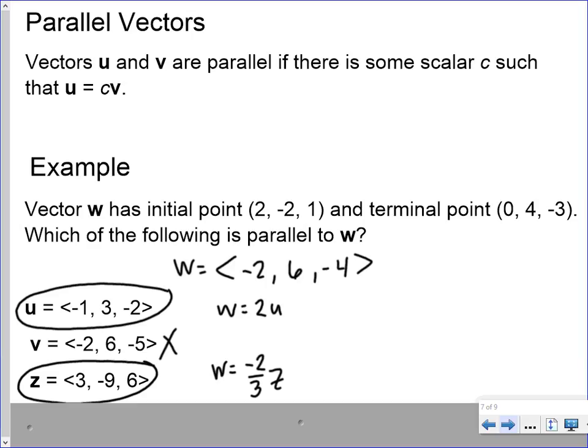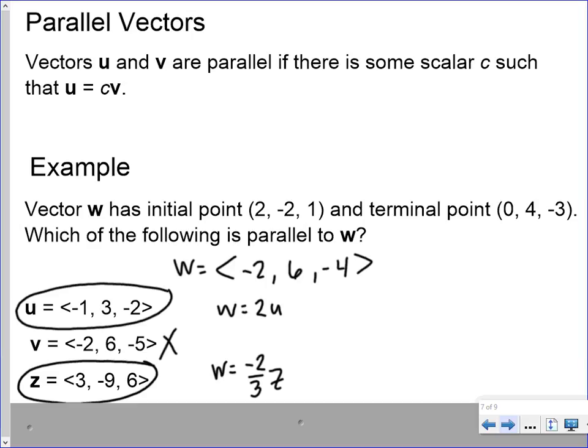Now, some of you might have been able to see, oh yeah, I'm just multiplying all of U by 2, so maybe you didn't have to do that check for everything, but I like Jacob's method. It'll work. So if you're having trouble, just divide every component and see if they're the same. Any questions there?